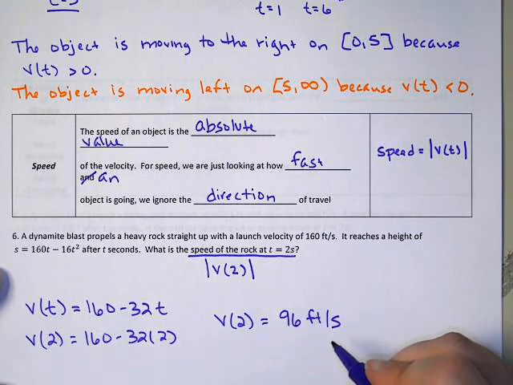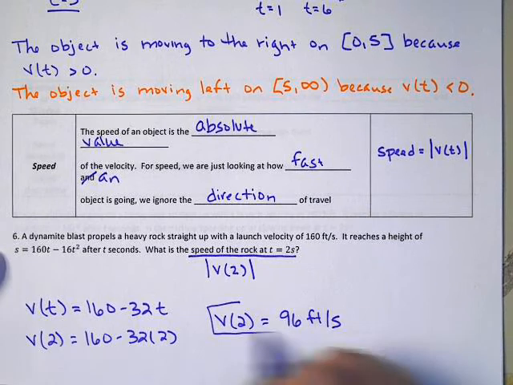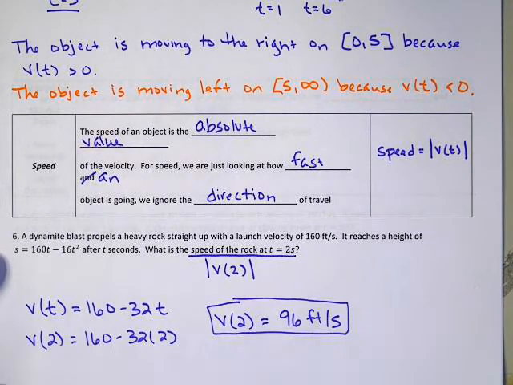And since that's already positive, the absolute value is still going to be positive, so this one we didn't really have to worry too much about it. However, if it was negative, we would have to take the absolute value there.